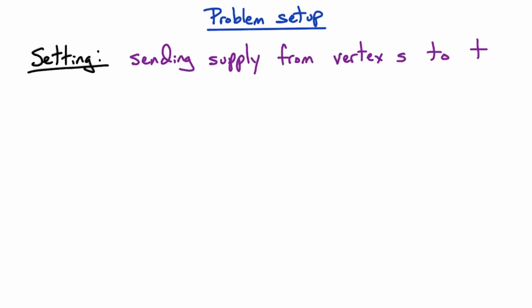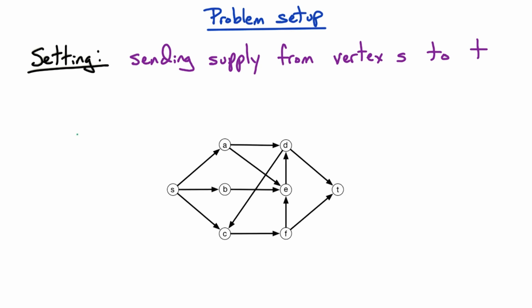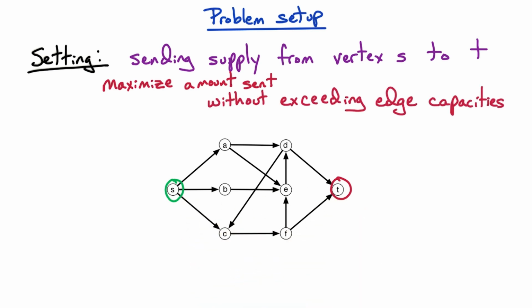The general setting is that we're sending supply from a vertex S to a vertex T. Now, what is this supply? This supply might be things like internet traffic, or it might be a product. Now, the network is specified by a directed graph, and we have a designated start vertex S, and we have a designated end vertex T. And our goal is to maximize the amount of supply sent from S to T along the edges of this network, but we don't want to exceed the capacities of the edges.